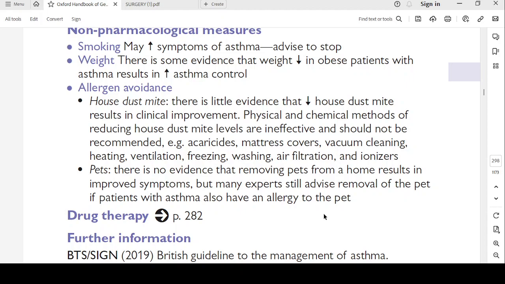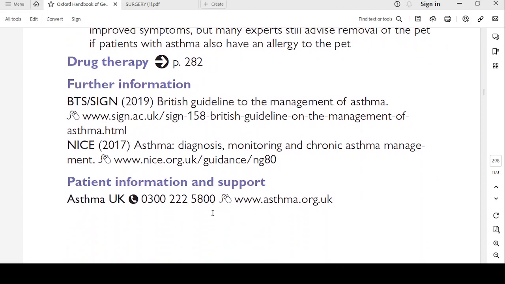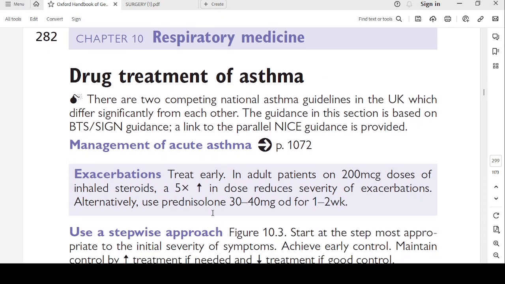Pets. There is no evidence that removing pets from a home results in improved symptoms, but many experts still advise removal of the pet if patients with asthma also have an allergy to the pet. Drug therapy. For further information, go to that website.